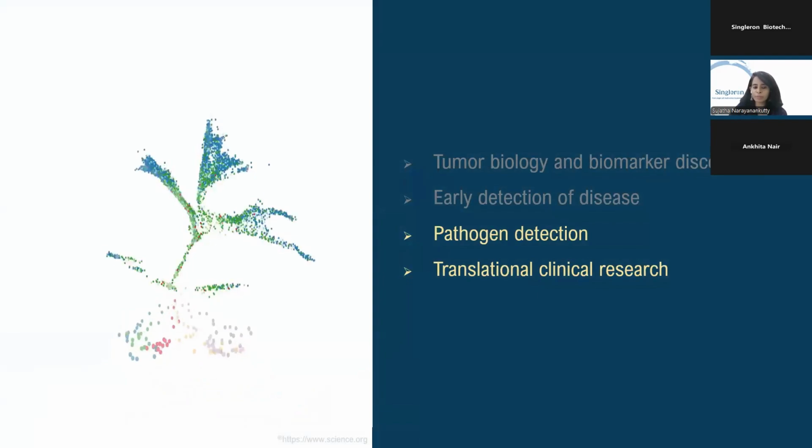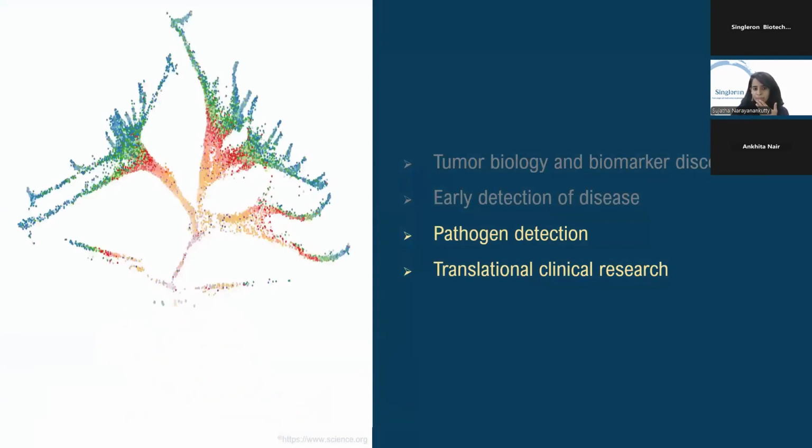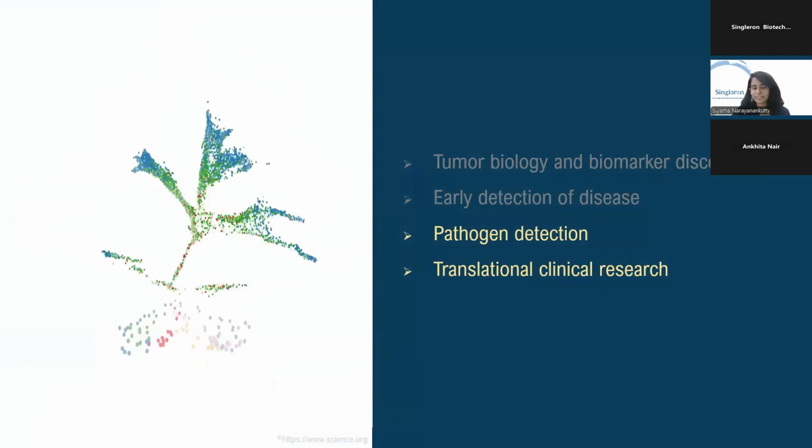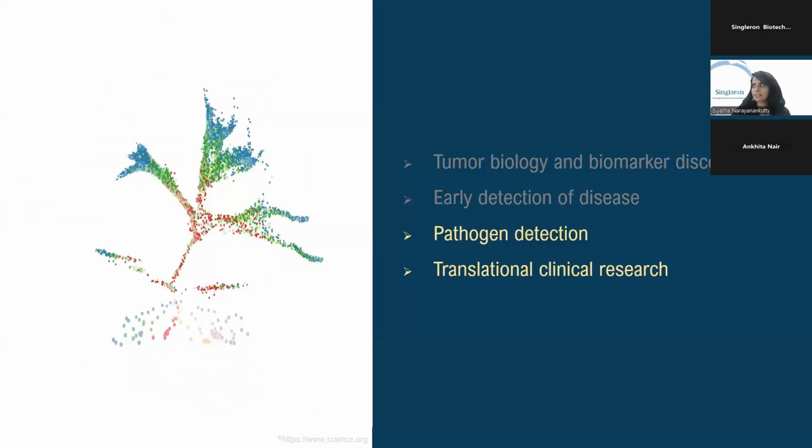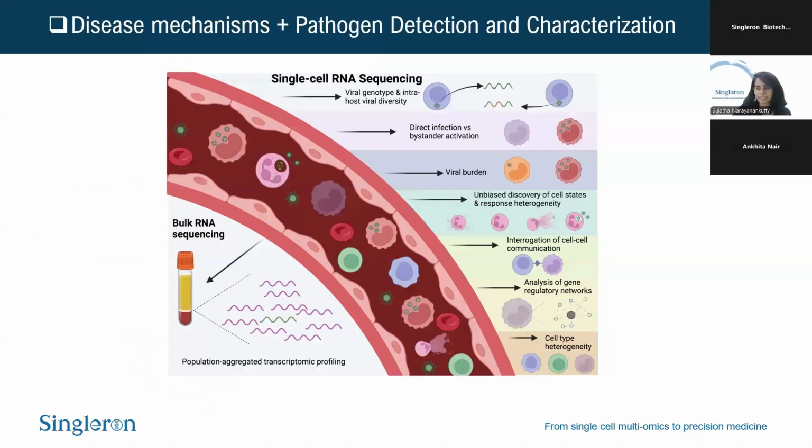Right. So this was more about how you do early intervention. What are the signals you get of diseases, or how do you find markers in diseases? The next part is on pathogen detection. This is more on how disease mechanisms can be detected if you were looking for pathogens.